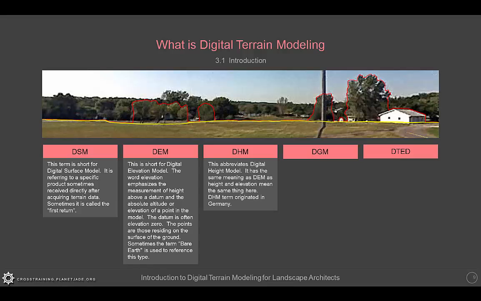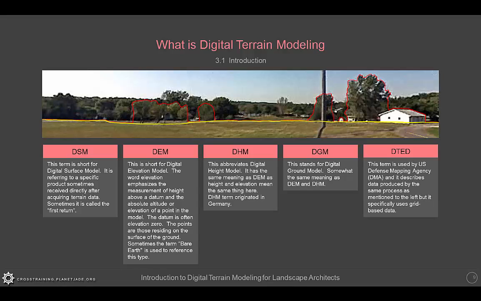The next one you might hear is called a DHM. This abbreviates Digital Height Model. It has the same meaning as DEM, as height and elevation mean the same thing here. The DHM term originated in Germany, so if you're working in Germany or in Europe, they may not use the word DEM, they may use the word DHM. Then we have DGM, and this stands for Digital Ground Model, and it somewhat means the same thing as DEM and DHM. You won't hear this term used too much.